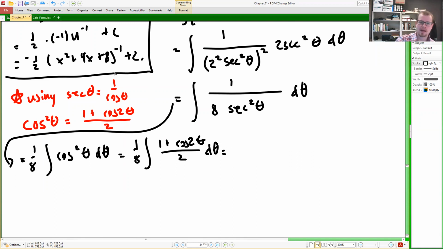Now the 1/2 can be pulled out. So I've got 1/16 here. And then I'm left with the integral of 1, which is just theta. And I am left with the integral of cosine 2 theta, which would be 1/2 times the sine of 2 theta. And of course, if we wanted to include the c there, we would have a plus c.